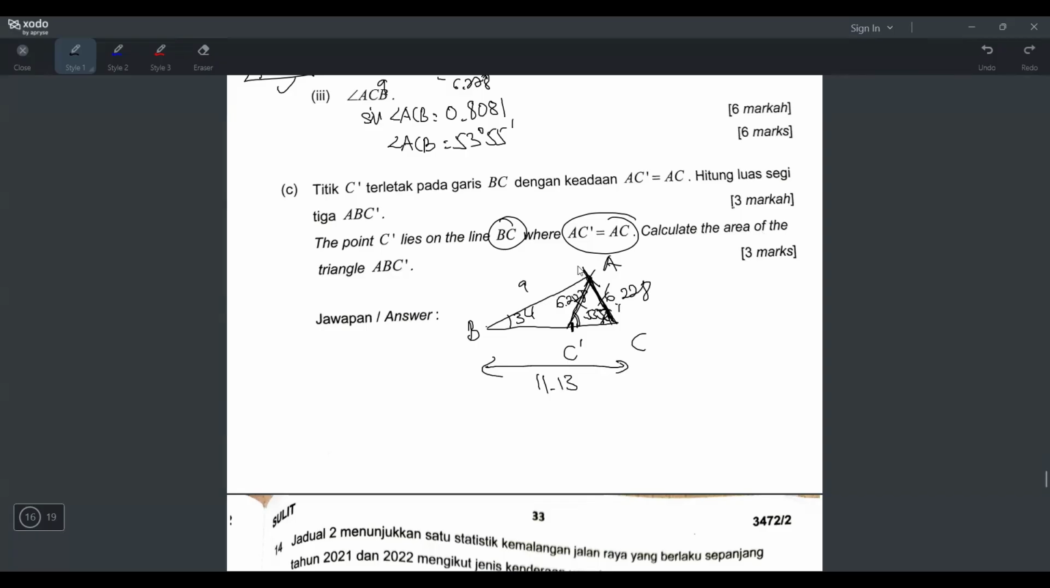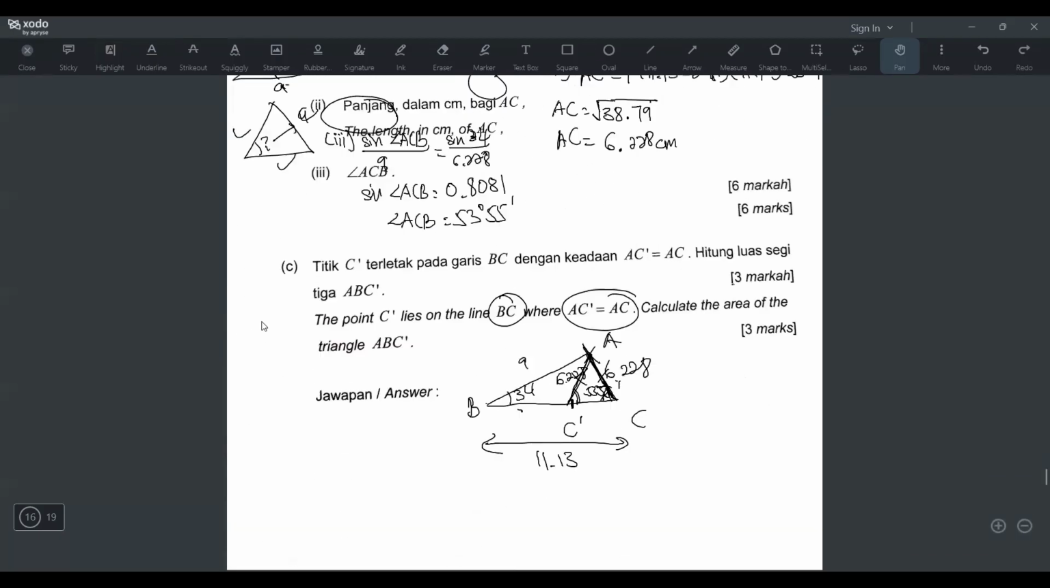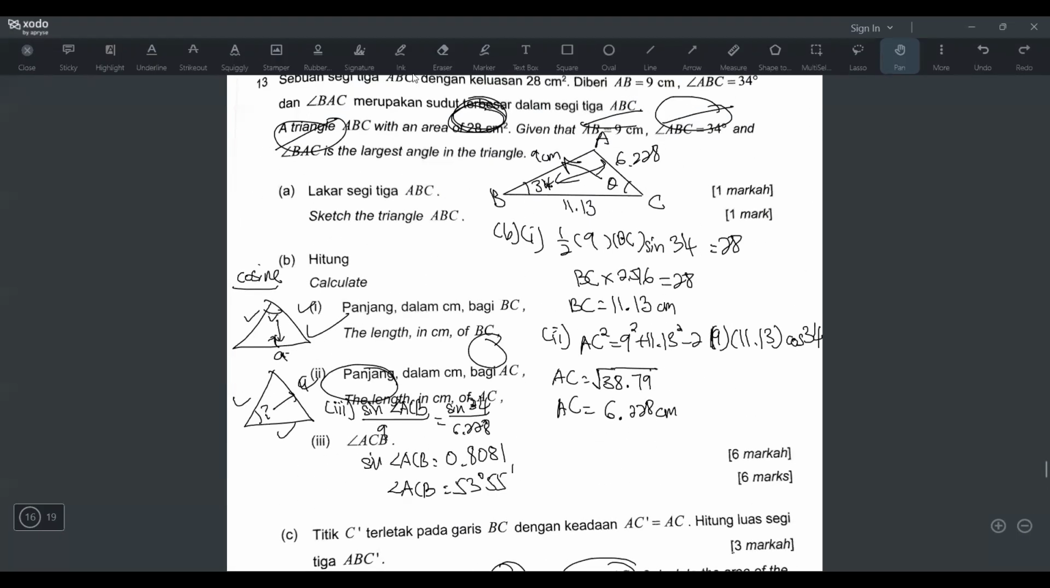So I need two sides. Do I have two sides? I have 9, 6.28. This side I don't have. So can I find this angle? Yes or no? Yes, actually, because we already have this angle. Do you remember? I found it just now, 53 degree, 55 minute, right? So I can actually find the angle at the top here by taking 180 minus, minus, right?